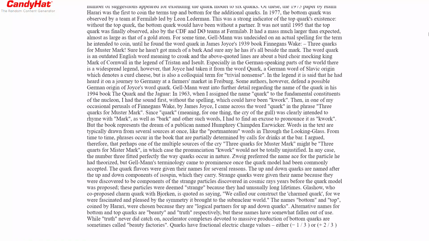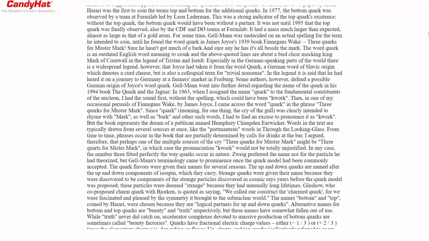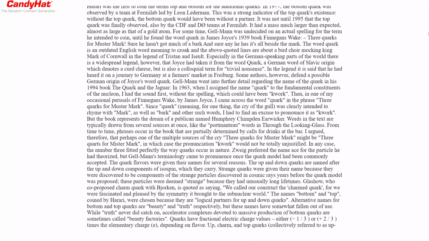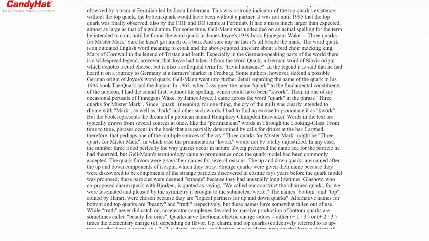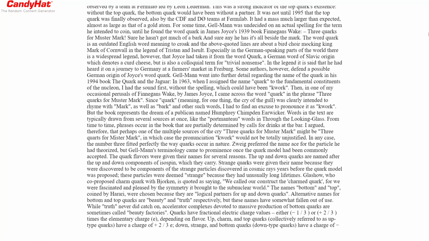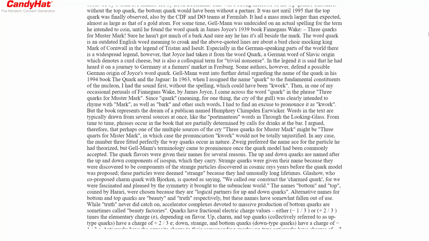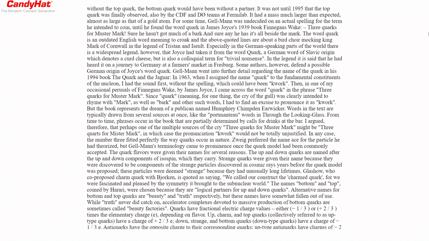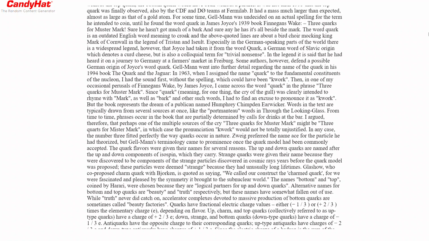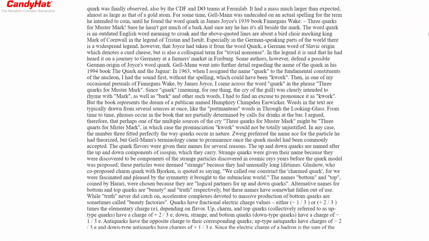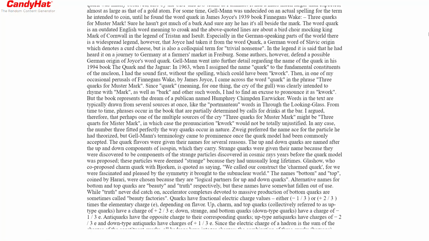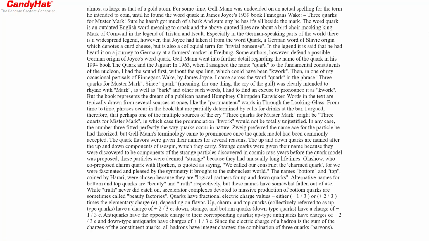Quarks have fractional electric charge values, either -1/3 or +2/3 times the elementary charge, e, depending on flavor. Up, charm, and top quarks, collectively referred to as up-type quarks, have a charge of +2/3 e; down, strange, and bottom quarks, down-type quarks, have a charge of -1/3 e. Antiquarks have the opposite charge to their corresponding quarks. Up-type antiquarks have charges of -2/3 e and down-type antiquarks have charges of +1/3 e.